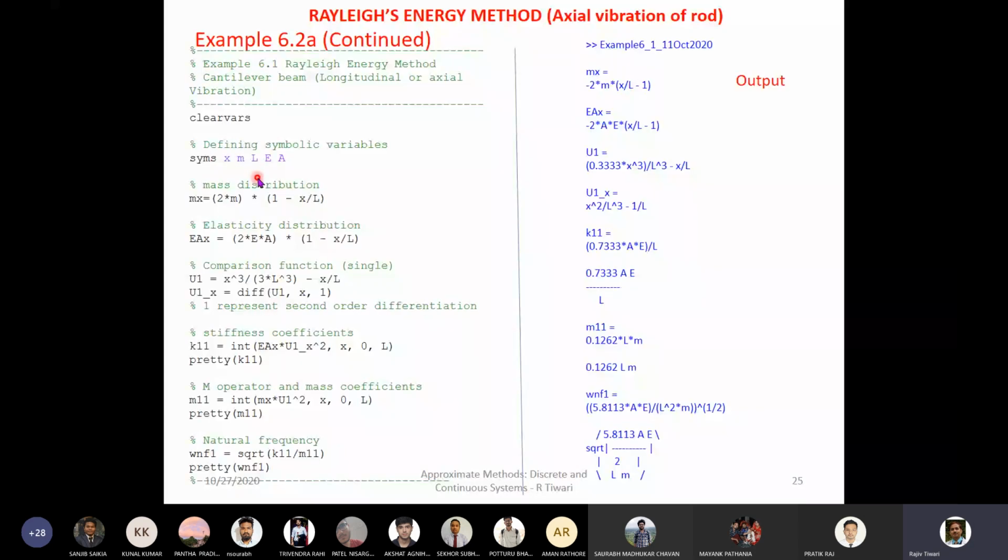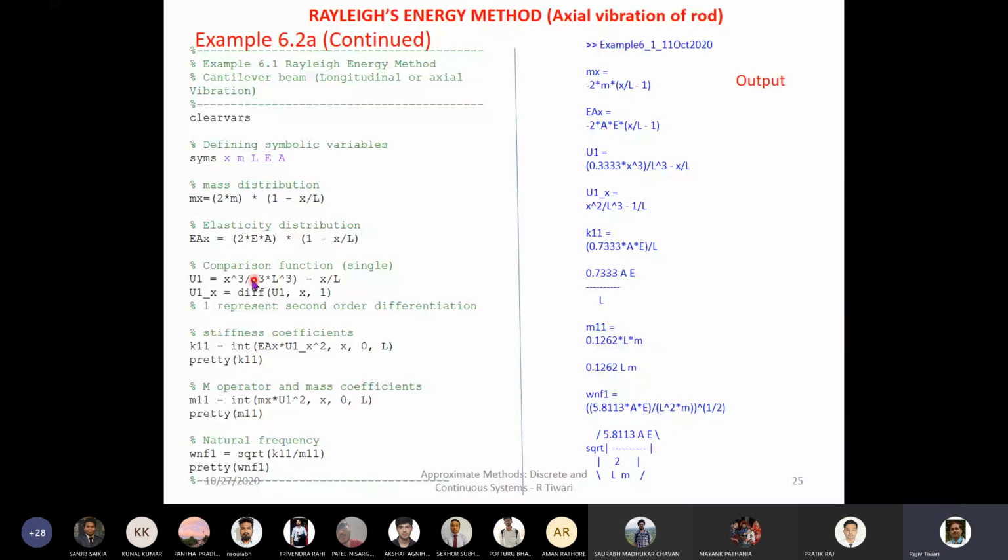Actually, this is in MATLAB, but it can be written in Scilab also. If you see, these are symbolic manipulations. This is the definition of all the symbols which we'll be using in MATLAB. Here you can see the variation of the mass, defined as given in the problem. The variation of the EA is given, which is varying with x, and this is the comparison function we have chosen.